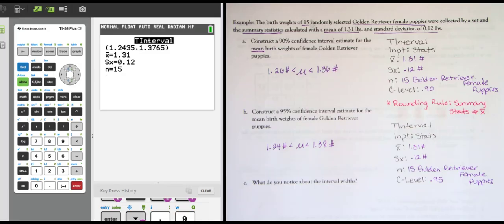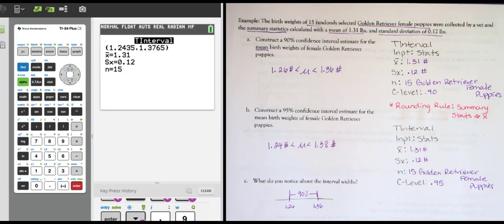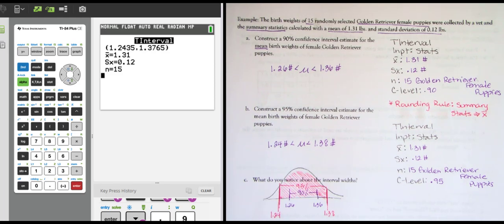For Part C, it says, what do you notice about the interval widths? When we are 90% confident, our values fall between 1.26 and 1.36 on the number line. As we expand our confidence percentage, our interval also expands. In terms of the normal distribution curve, as your confidence level increases, you are broadening or increasing the coverage, which is expanding the critical value limits that will contain your true values.